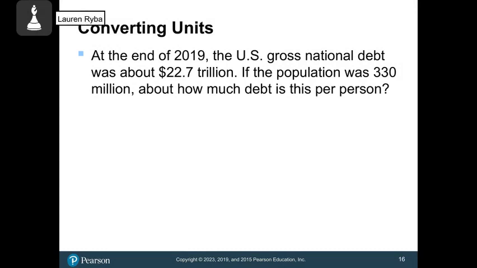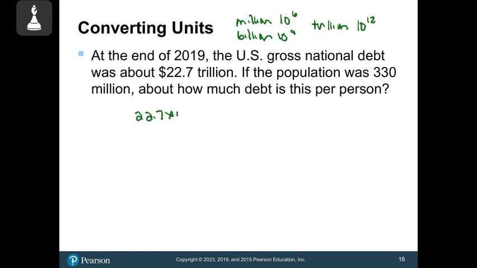At the end of 2019, the US gross national debt was about 22.7 trillion. If the population was 330 million, about how much debt is this per person? So let's recap here. Million is going to be 10 to the 6th. Billion is going to be 10 to the 9th. Trillion is 10 to the 12th power. So when you see 22.7 trillion, that's 22.7 times 10 to the 12th. When you see 330 million, that's 330 times 10 to the 6th.